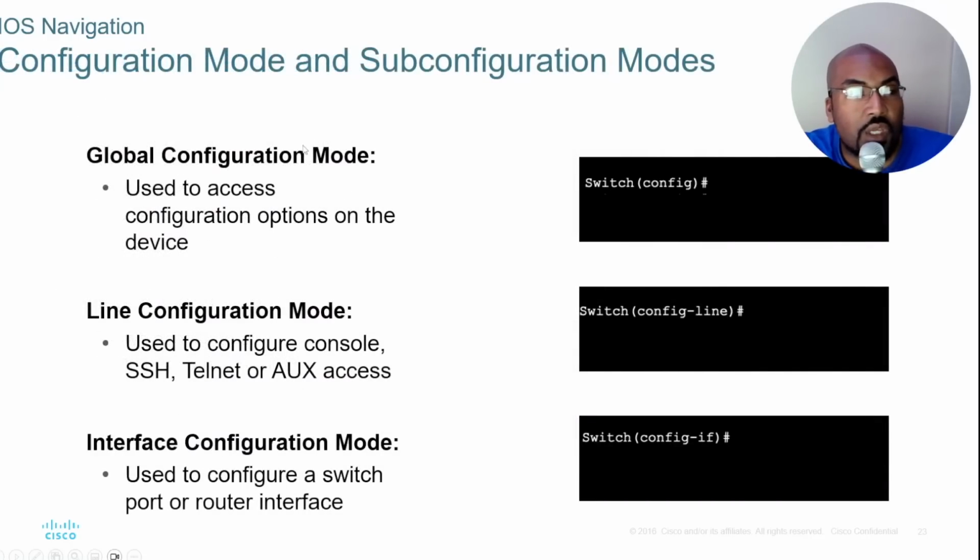Moving on, we have a couple different configurations. We have global configuration mode, which is used to access configure options in the device. That's signified by the parentheses and config. Line configuration mode is how we're going to configure that secure shell and telnet and all these other auxiliary accesses. You'll see that with a config line with parentheses. And then we have interface configuration mode, when we're trying to configure one of the interfaces. We're talking about that cable that's plugged right into one of the interfaces on the switch.